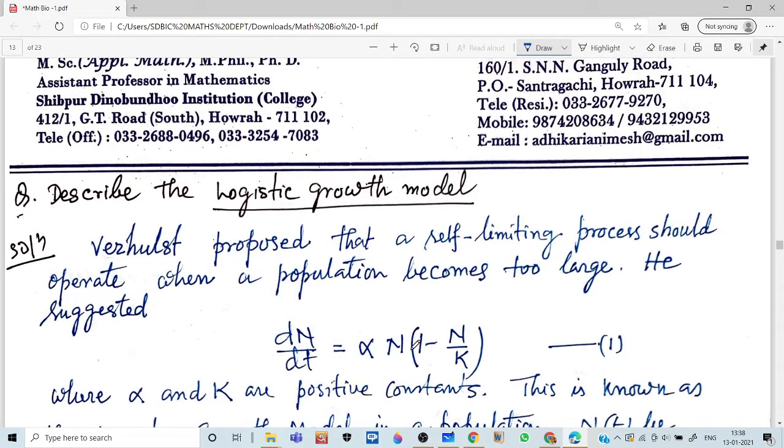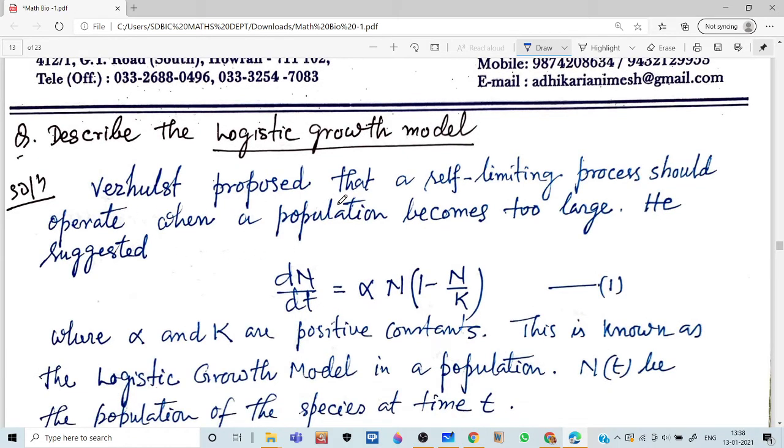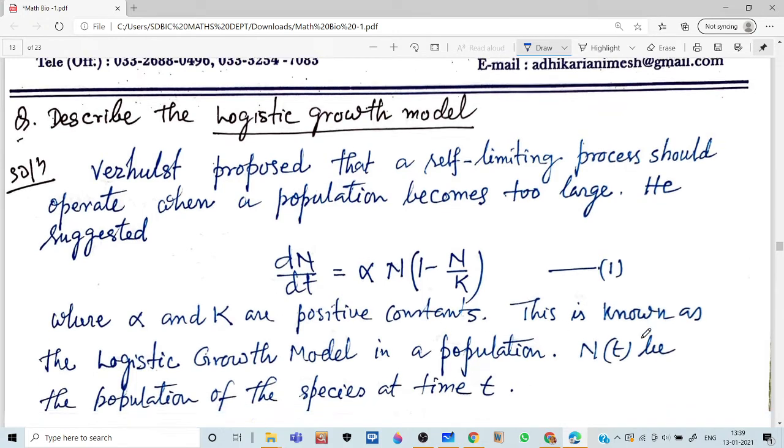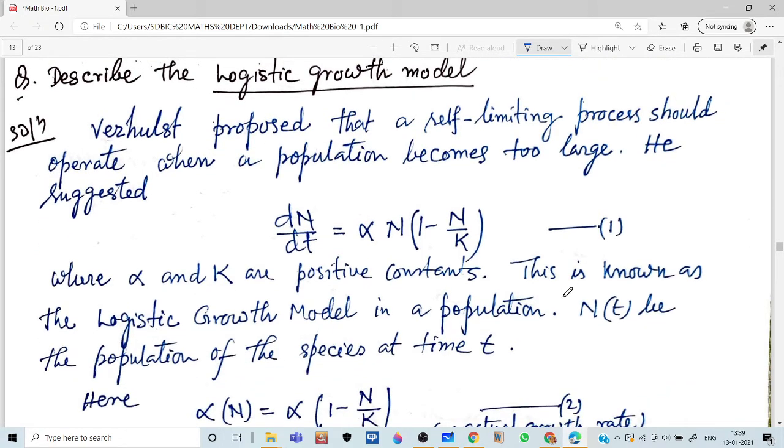Now we come to the logistic model, the second model in biomathematics. The scientist Verhulst proposed that a self-limiting process should operate when a population becomes too large. He suggested this model: dN/dt equals alpha N times (1 minus N by K). Here alpha and K are positive constants, and this is known as the logistic growth model of population, or the Verhulst model.